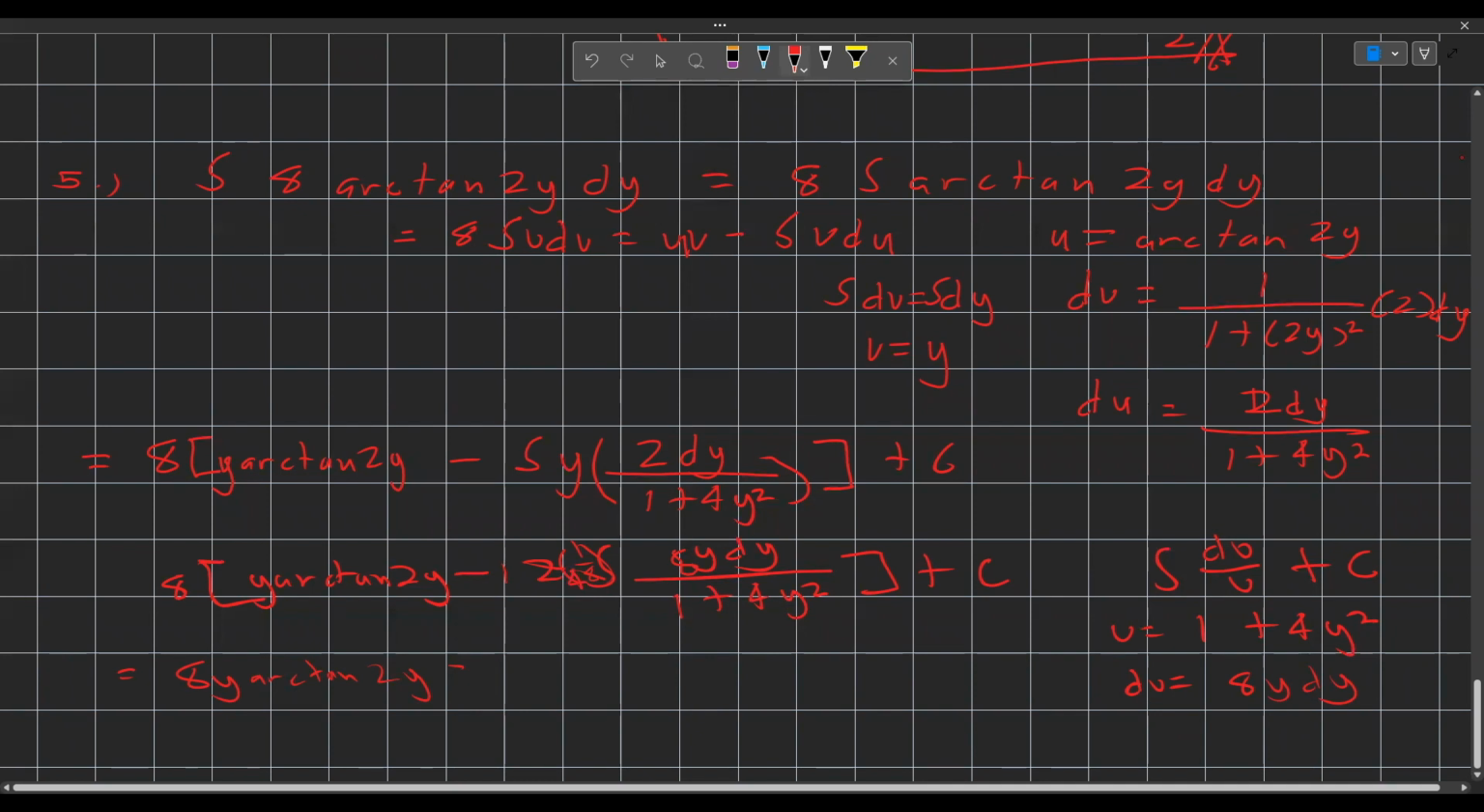And if we multiply 1 over 4 to 8, 8 will just be divided by 4, which is equal to 2. And the integral here is ln. The value of our u is 1 plus 4y squared, quantity plus the constant.